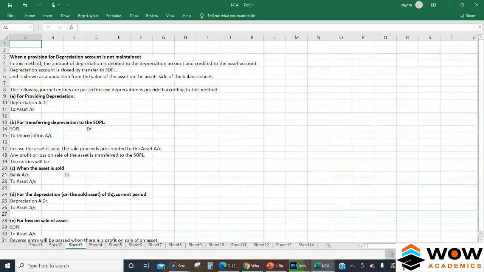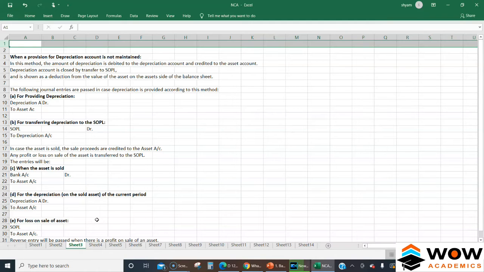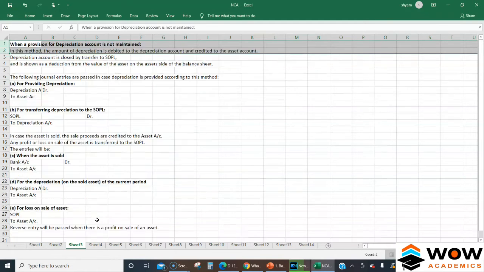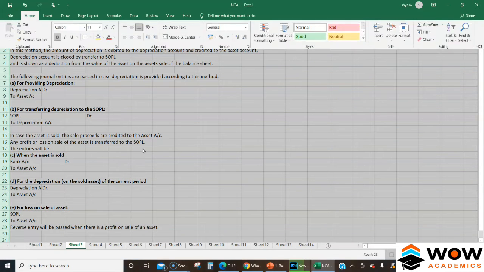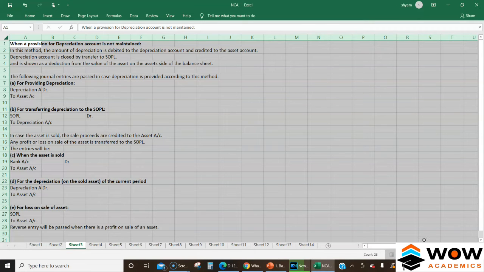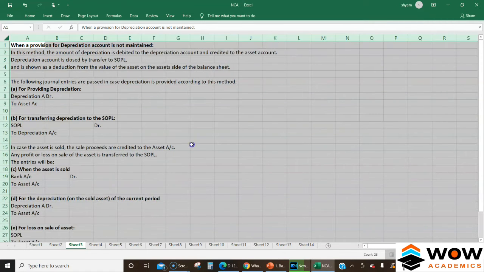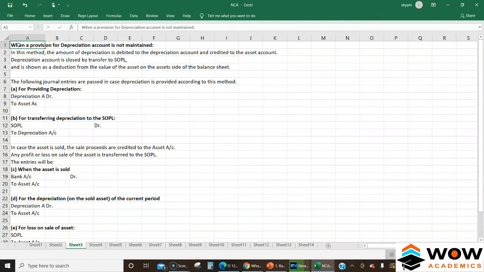In the next sum, we'll be using journal entries and ledgers to post depreciation. There are two methods to work this out. The first method is called when a provision for depreciation account is not maintained. When we don't maintain a provision account, the amount of depreciation is debited to the depreciation account and credited to the asset account.